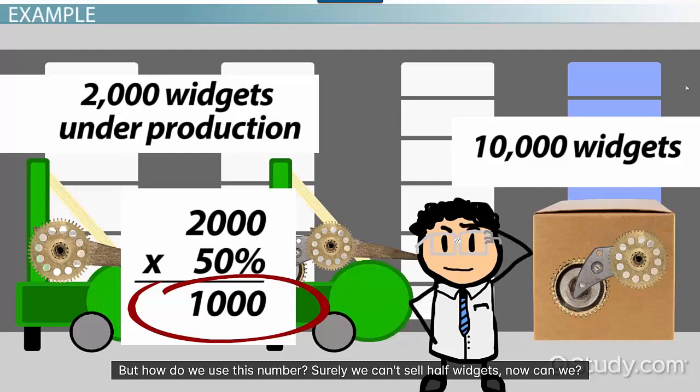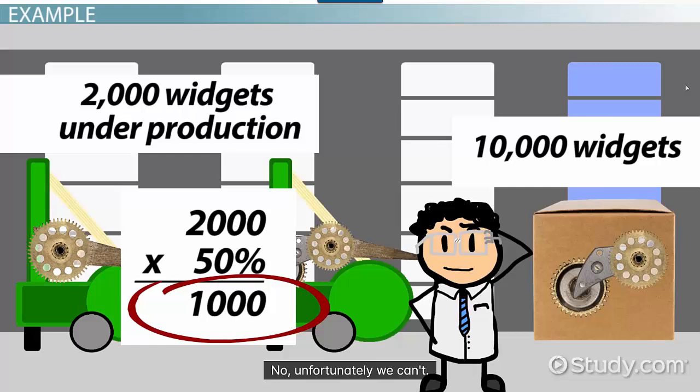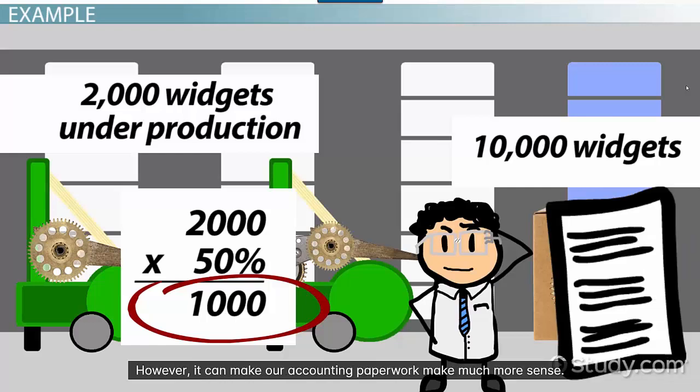But how do we use this number? Surely we can't sell half widgets now, can we? No, unfortunately we can't. However, it can make our accounting paperwork make much more sense.